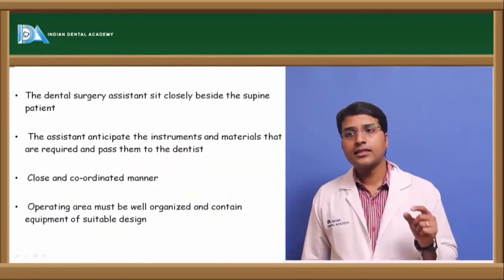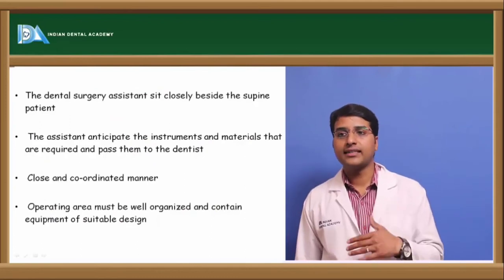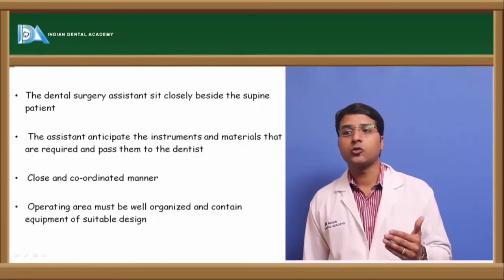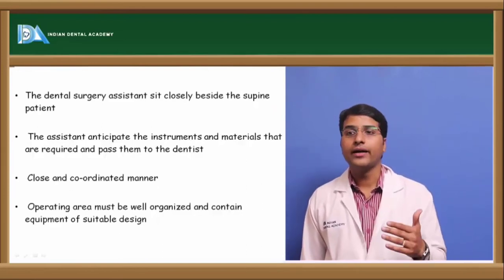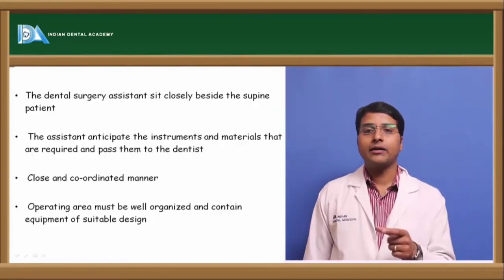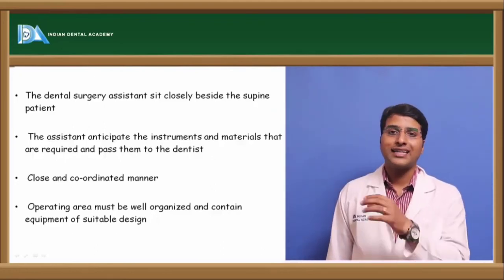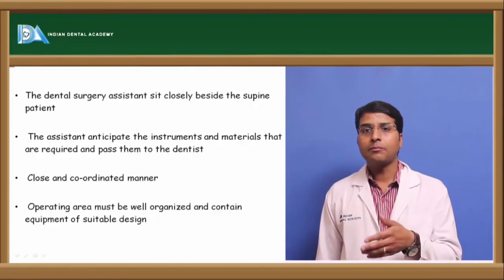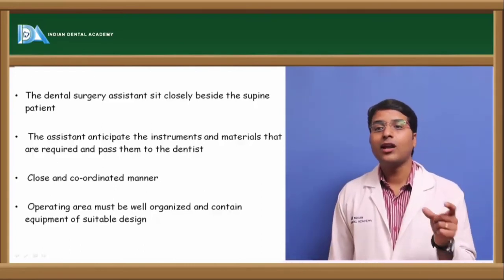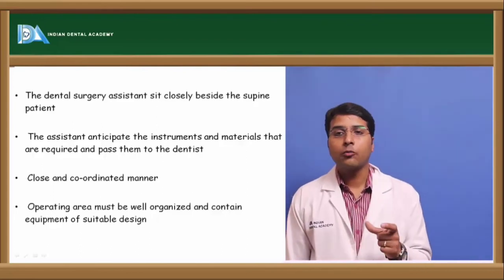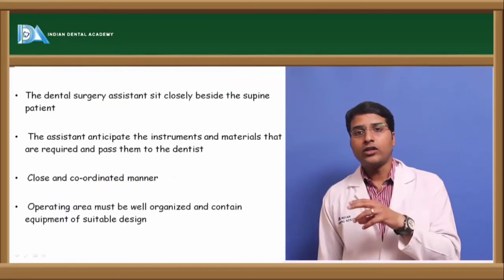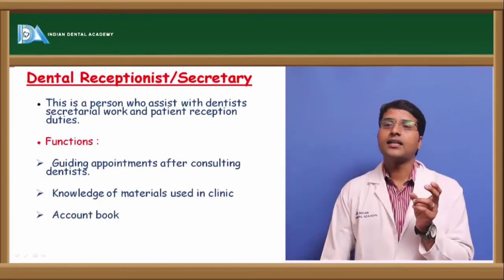The dental surgery assistant sits closely beside the supine position of the patient, and the assistant anticipates the instruments and materials that are required and passes them to the dentist. He sits in a coordinated manner so that all the treatment procedures can be coordinated easily. The operating area must be well organized and contain equipment of suitable design. So these were the functions and duties of the dental surgery assistant.